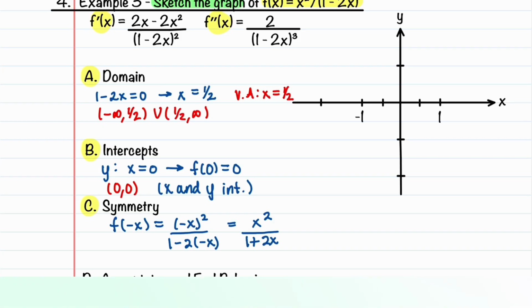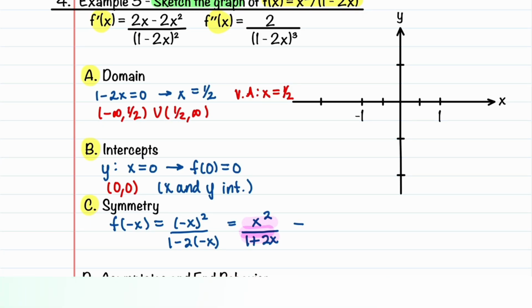When we compare this function to our function up above, we can see that they are not the same and they're not negatives of each other. So we can say that this is not equal to f of x or minus f of x. So that means our function does not have any symmetry. So let's just write down none.